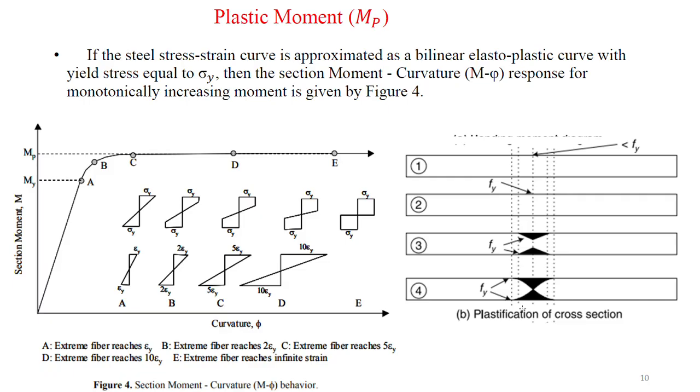Okay, this process we used to call the plastification of the cross section. Totally this section is going to fail, the section is going to break at this particular point. This breaking of the beam section we used to call the mechanism. That failure of those structures we used to call the mechanism.